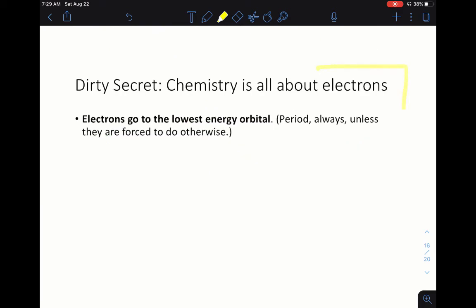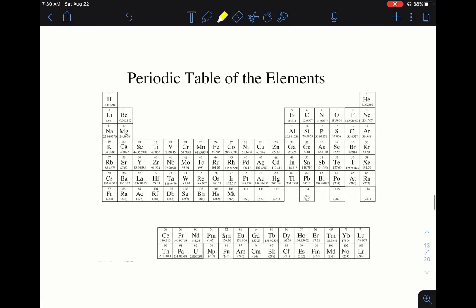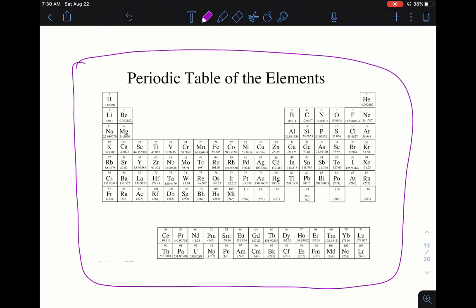The electrons. Yes, chemistry is all about the electrons. So we will talk a lot about electrons this term. Speaking of general chemistry, many of you had to memorize the names and symbols and details about many of these elements. Some of you may have had to memorize the entire periodic table.